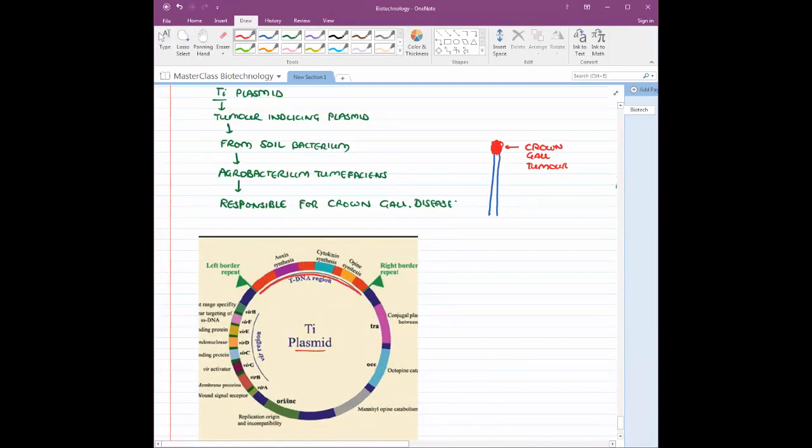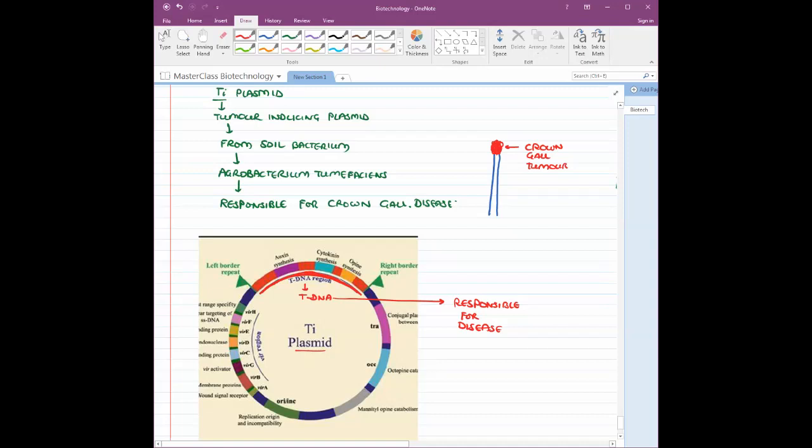Now why is this tDNA important, guys? tDNA is the one which is responsible for inducing the tumor. So this tDNA is responsible for disease. So how are we actually going to use this tDNA? Okay, so I'll just give you a very basic idea. If this plasmid contains the T-DNA, if this T-DNA is intact, the plant will show crown gall, right?